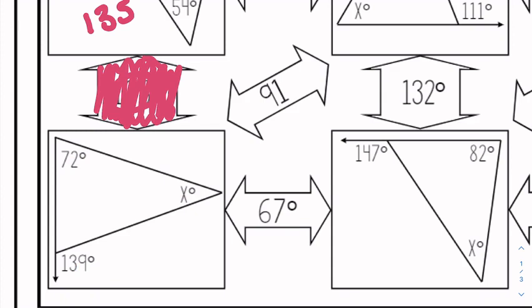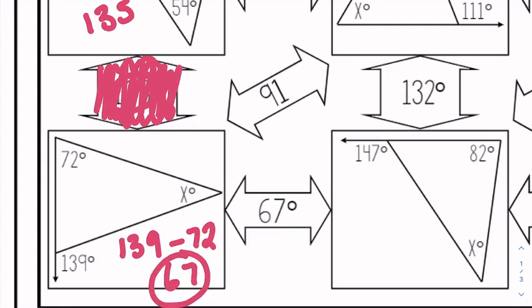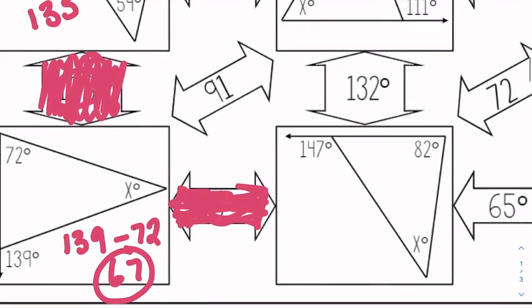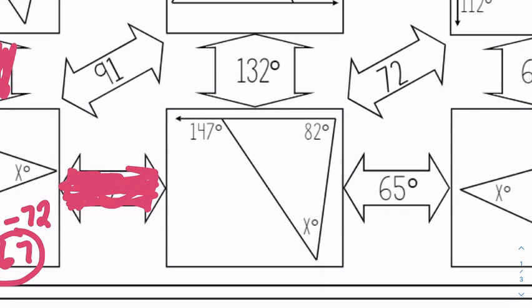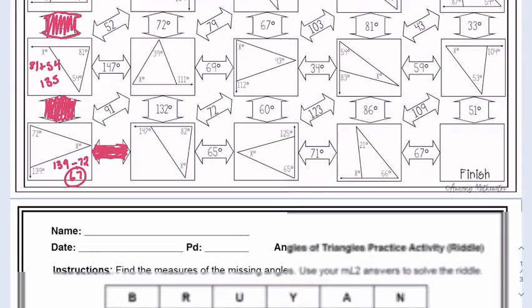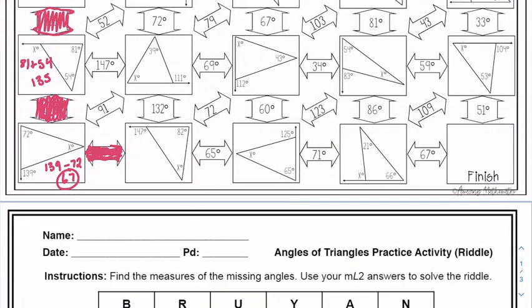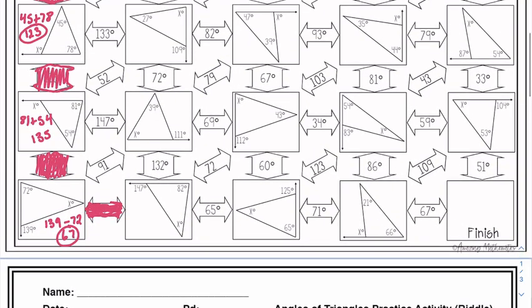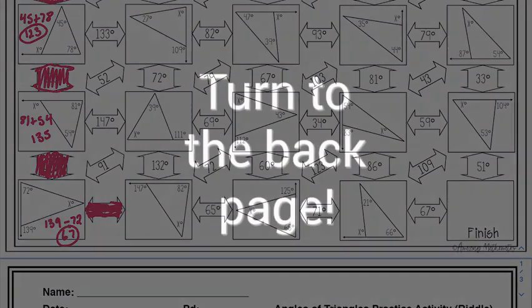So that means that we're going to subtract. We're going to do 139 minus 72 to get x, and that's going to give us the value of 67. So 67 is our answer. Go ahead and shade in that arrow. And that means that this is our next problem. Go ahead and take it from there, and you are finished when your final answer problem has you finish right here in the corner.